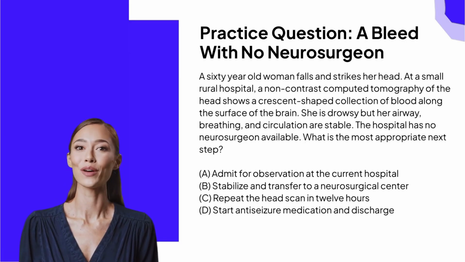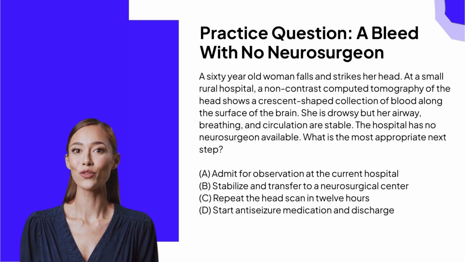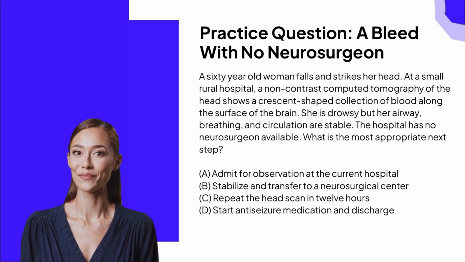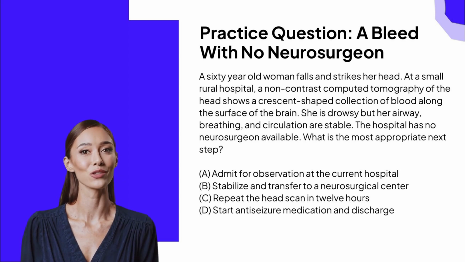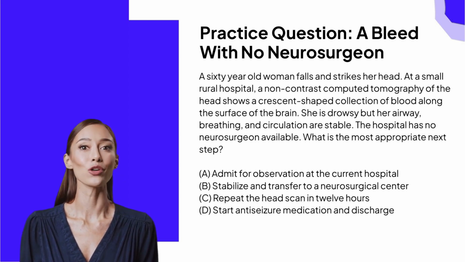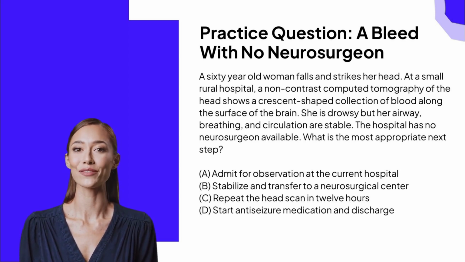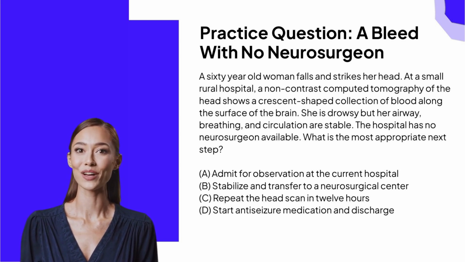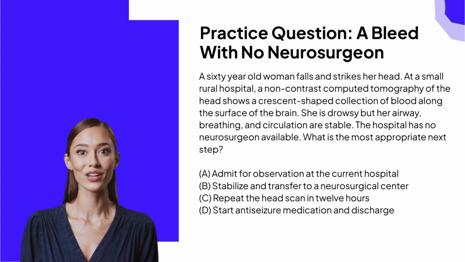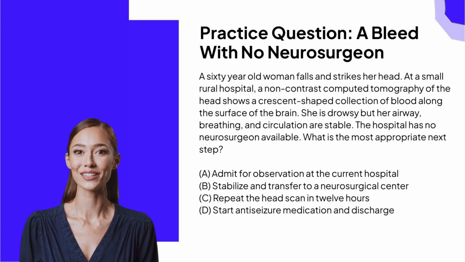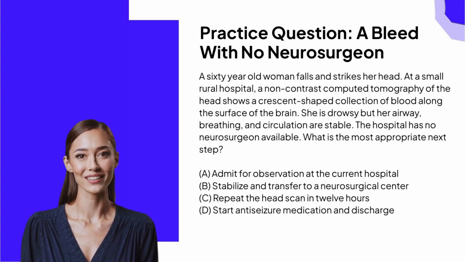Here is our third practice question. A 60-year-old woman falls and strikes her head. At a small rural hospital, a non-contrast computed tomography of the head shows a crescent-shaped collection of blood along the surface of the brain. She is drowsy, but her airway, breathing, and circulation are all stable. The catch is that this hospital has no neurosurgeon and none is available on call. The question asks for the most appropriate next step.